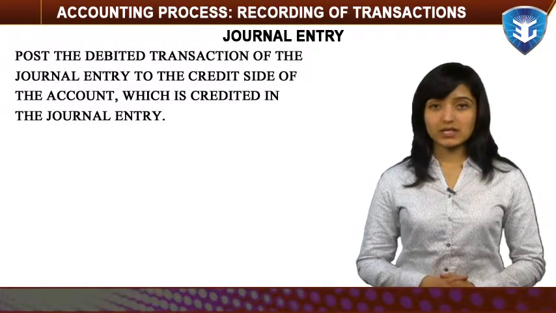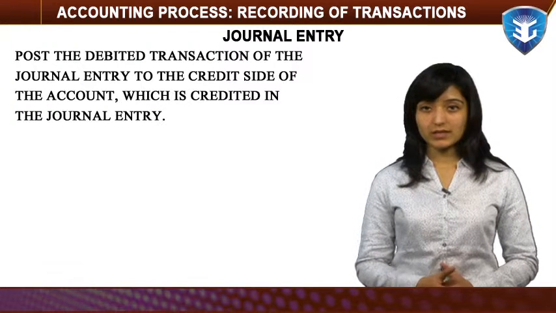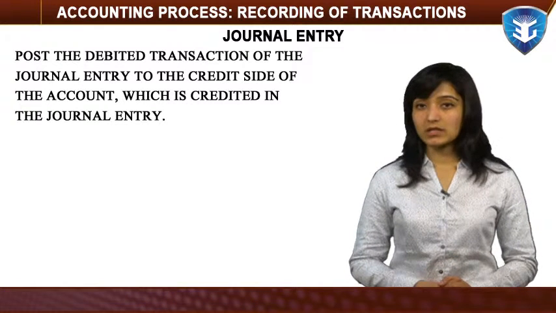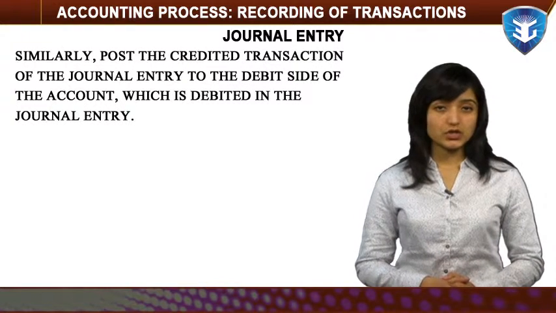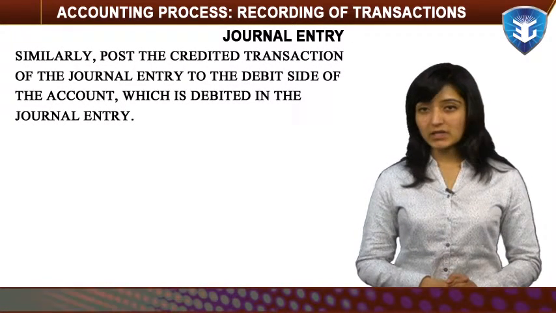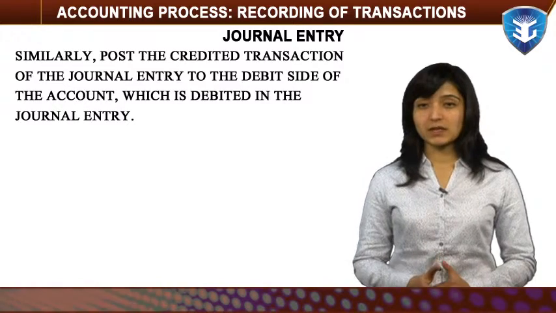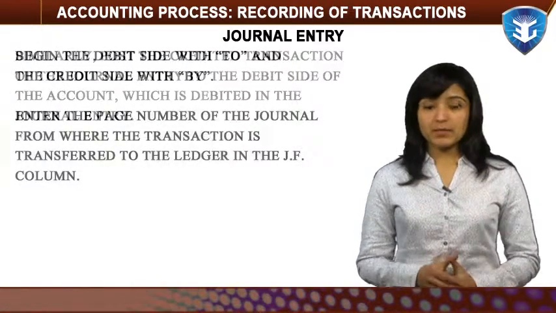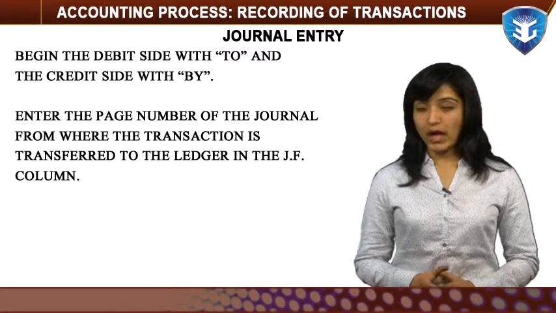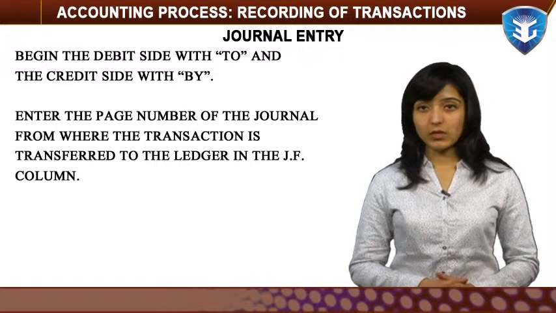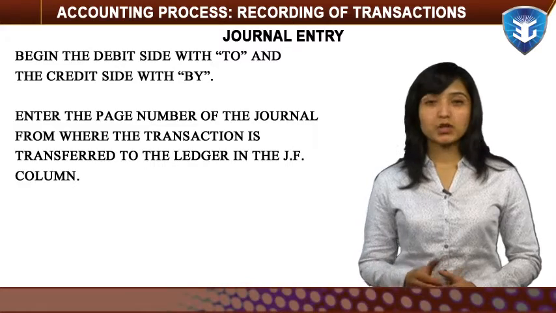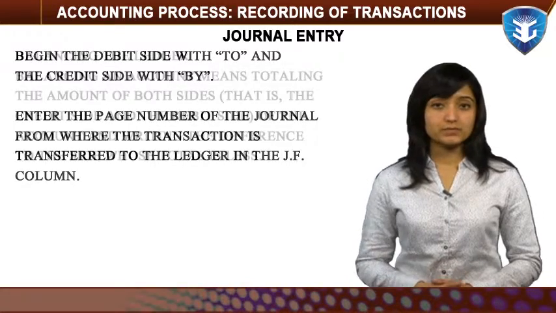Post the debited transaction of the journal entry to the credit side of the account, which is credited in the journal entry. Similarly, post the credited transaction of the journal entry to the debit side of the account, which is debited in the journal entry. Begin the debit side with "to" and the credit side with "by". Enter the page number of the journal from where the transaction is transferred to the ledger in the JF column.